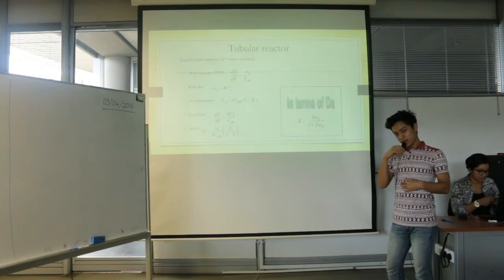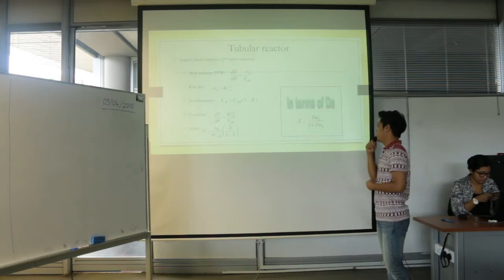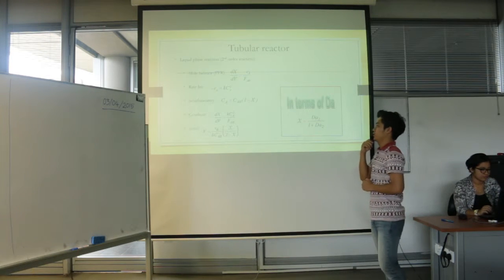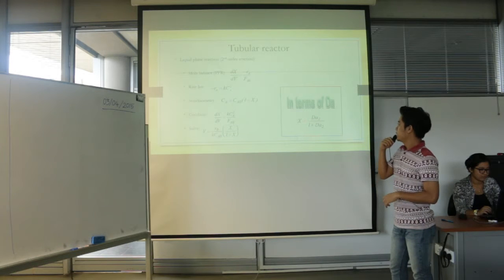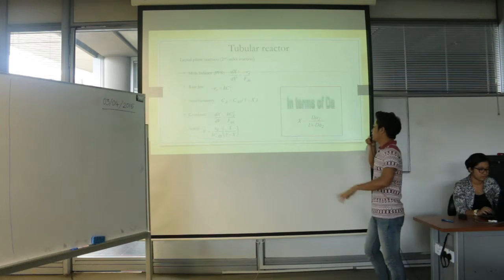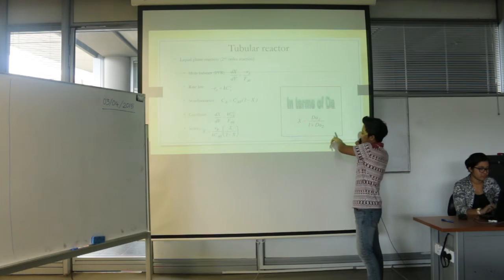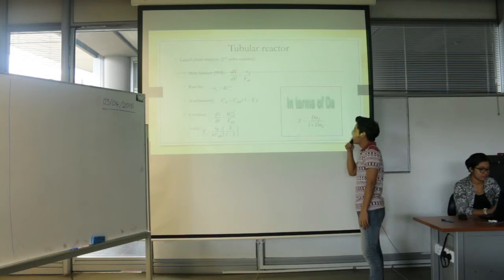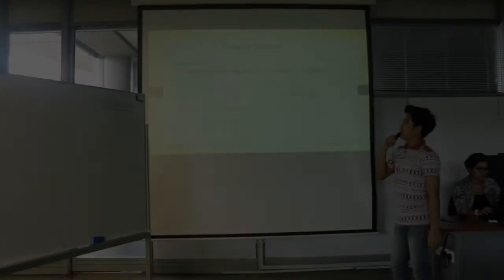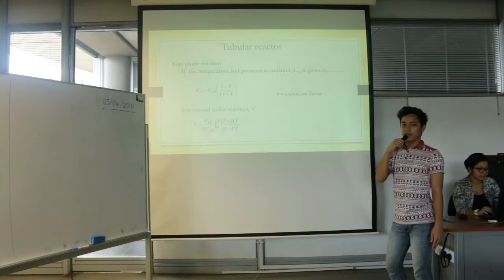And then we solve the equation and evaluate V equals v0 over k CA0 times X over 1 minus X. But in terms of Damkohler number, we can write the conversion as X equals Da over 1 plus Da, where Da is the Damkohler number. Alright, moving to the next slide.